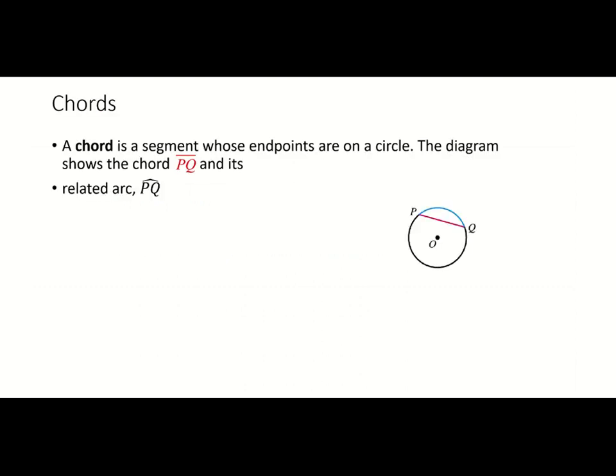Right, so a chord is a segment whose endpoints are on the circle. Chords could go through the center of the circle and form a diameter, but they don't have to. So as you can see here, we have chord PQ. It does not go through the center of the circle, so it is a chord in the circle. And then the related arc, or the intercepted arc, is also PQ.